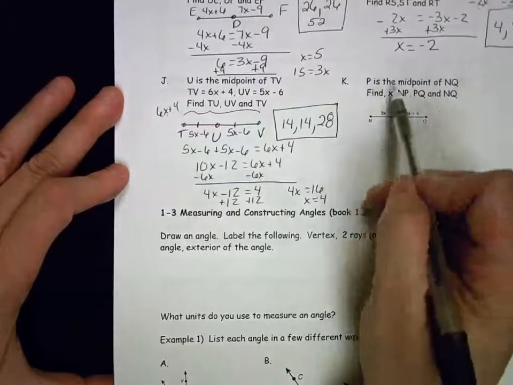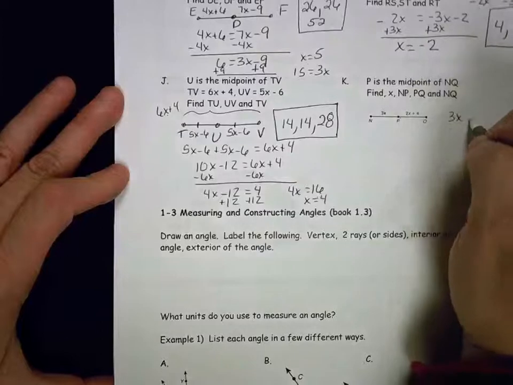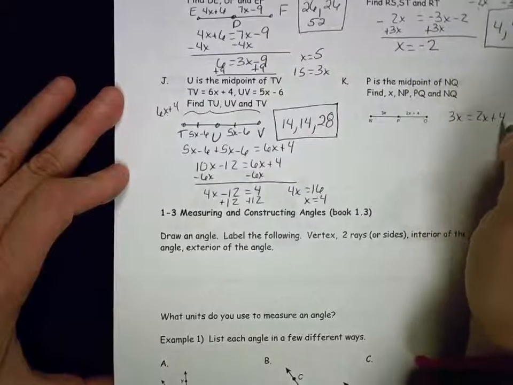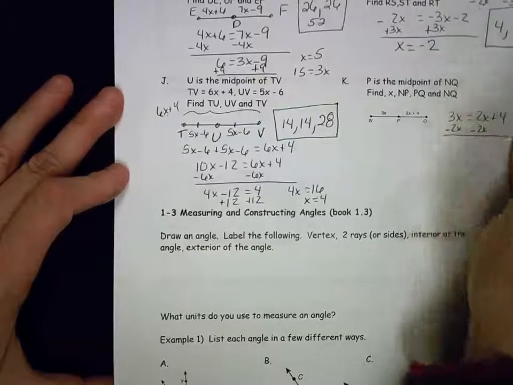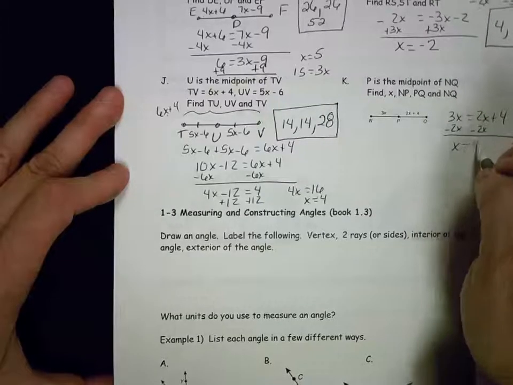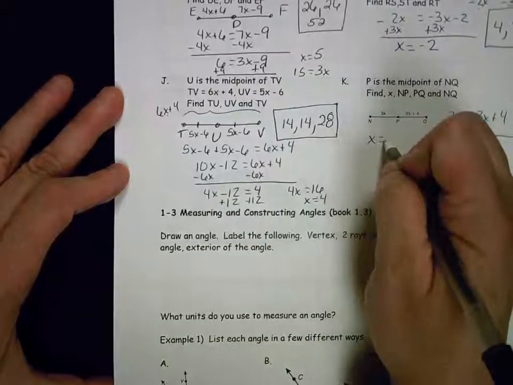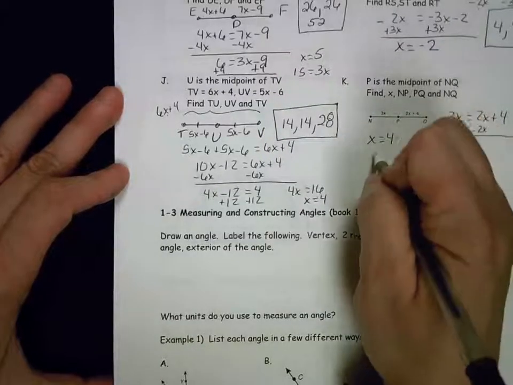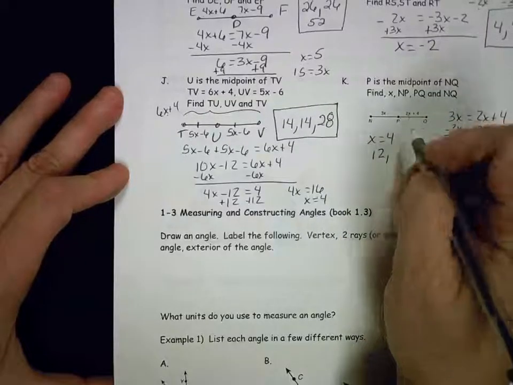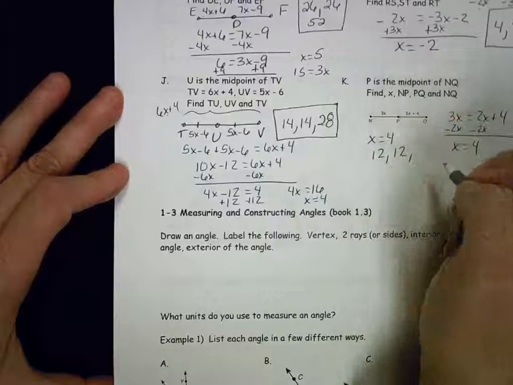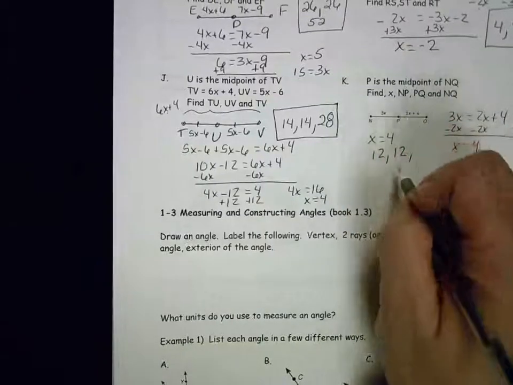And the last one, P is the midpoint of NQ. So you will have 3x equals 2x plus 4. When you subtract 2x from both sides, x equals 4. So x equals 4. 3 times 4 is 12. 2 times 4 is 8. Plus 4 is 12. And then the whole thing, 12 plus 12 is 24.